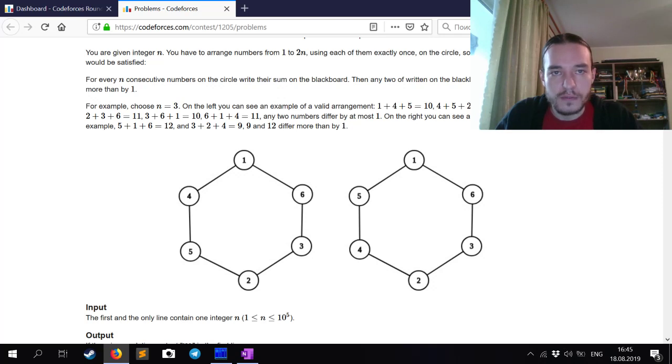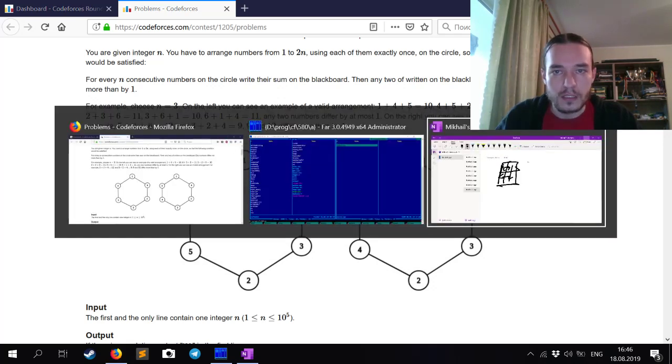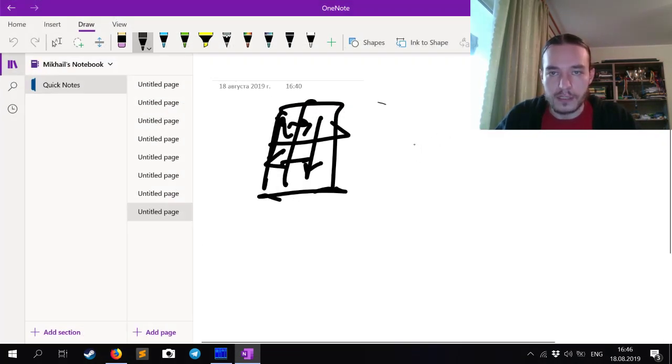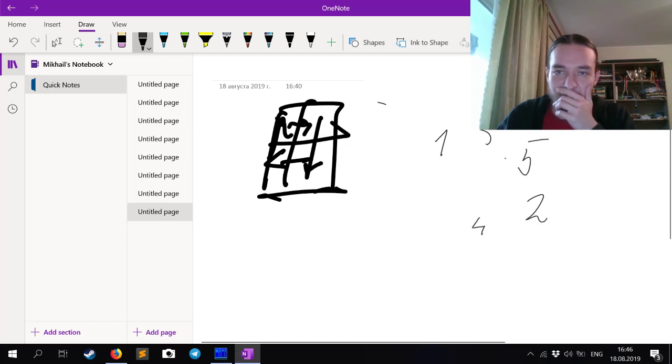So we have to arrange some numbers on the cycle, right? So why doesn't it work like this? We go for n equals 3, for example. Let's see, 1 2 to the opposite, 3 4 and 5 6. So we have 9 and 11.